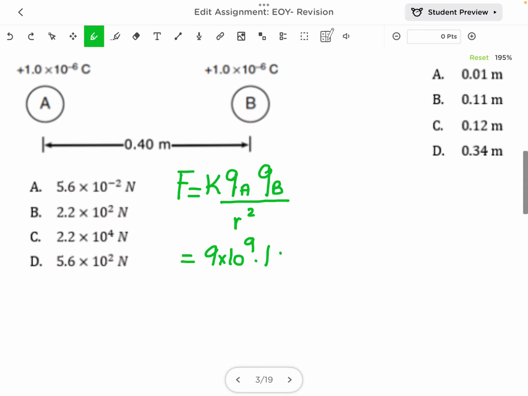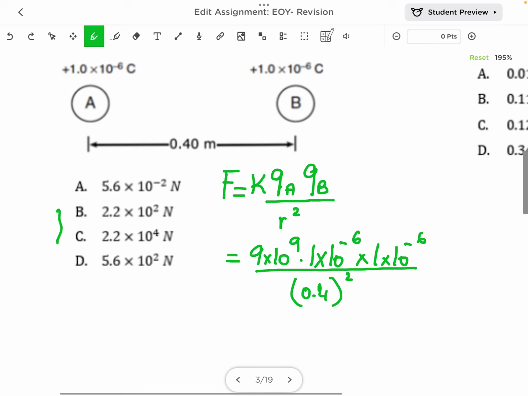The first Q is 1 × 10 to the power of negative 6. The second Q as well, negative 6, over 0.4. Please don't forget about the squared, because if, for example, you forgot about the squared, you will find your wrong answer listed in one of the multiple choices. So it's very important to repeat and to do your work slowly, carefully. Okay, no need to rush. So basically it is the first option.